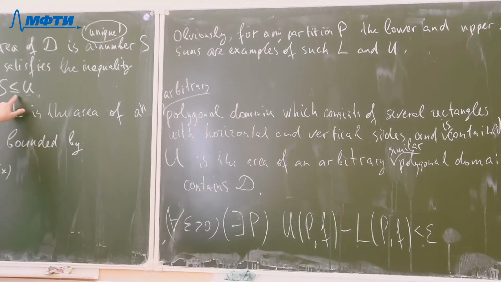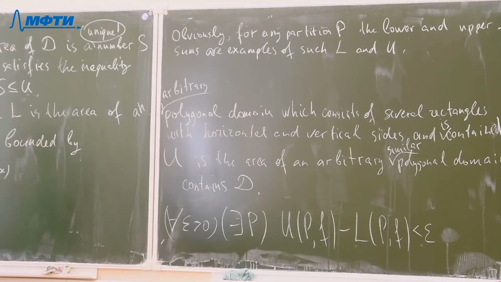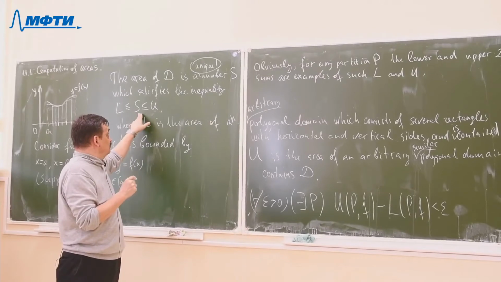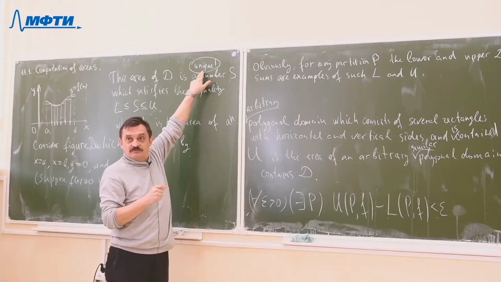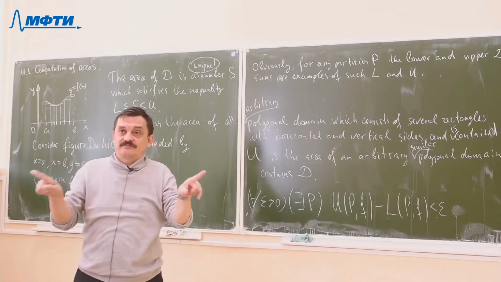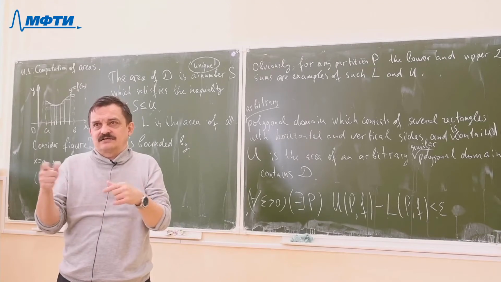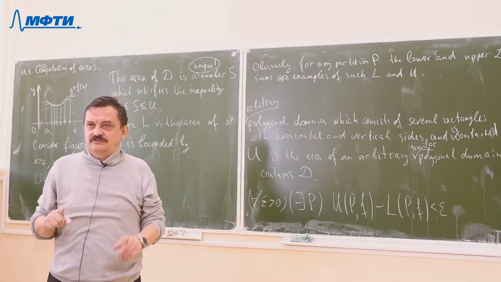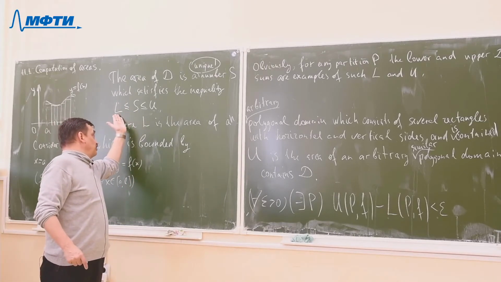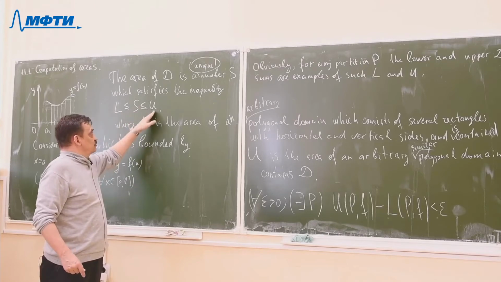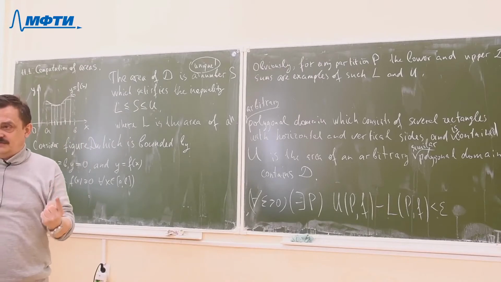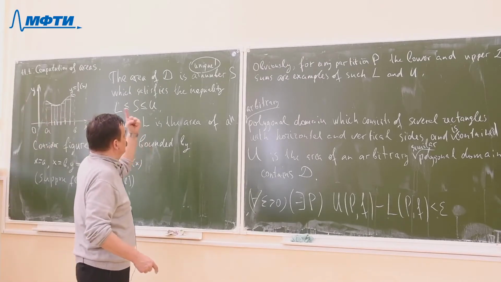So the difference between those numbers will be arbitrarily small. Then certainly there exists a unique number which is between all of them. I mean, not strict inequality, no, just which is greater or equal than an arbitrary lower Darboux sum and less or equal than an arbitrary upper Darboux sum. So there exists a unique number, and it is natural to call this unique number an area.